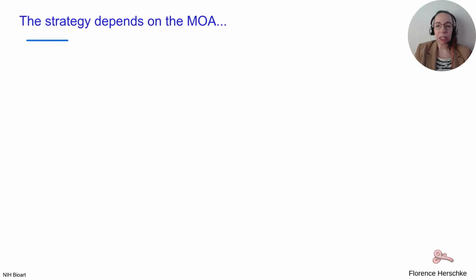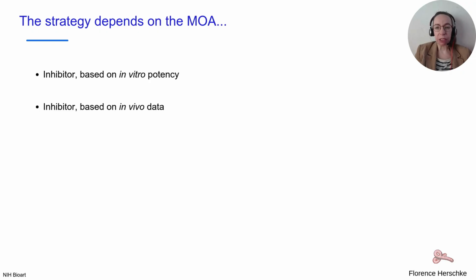The first point is that the strategy depends on the mechanism of action. And so, we'll see first how to set the target concentration for an inhibitor based on in vitro potency, then for an inhibitor based on in vivo data, then moving to agonists, first based again on in vitro potency, and then on in vivo data.